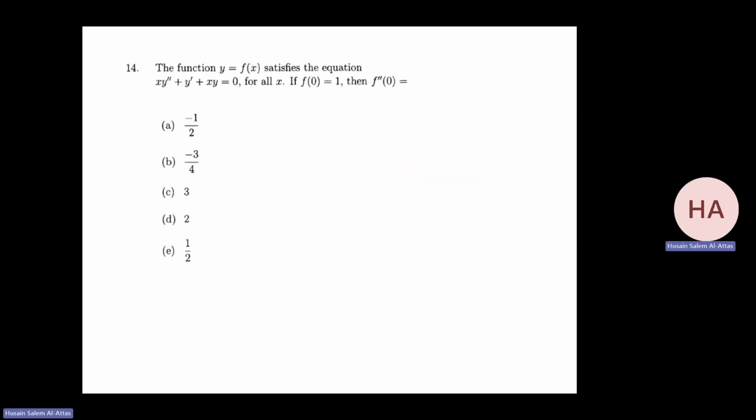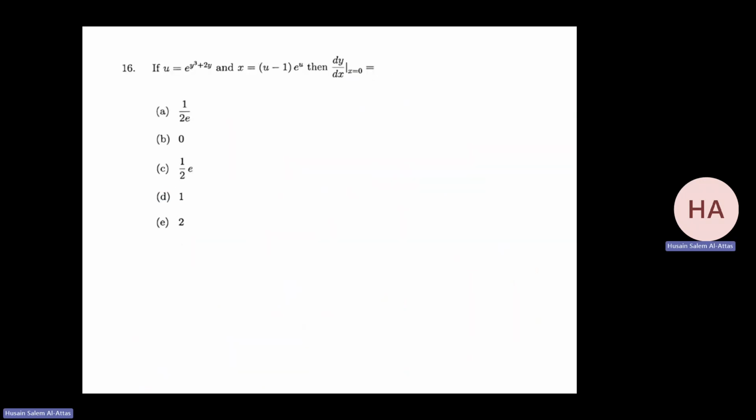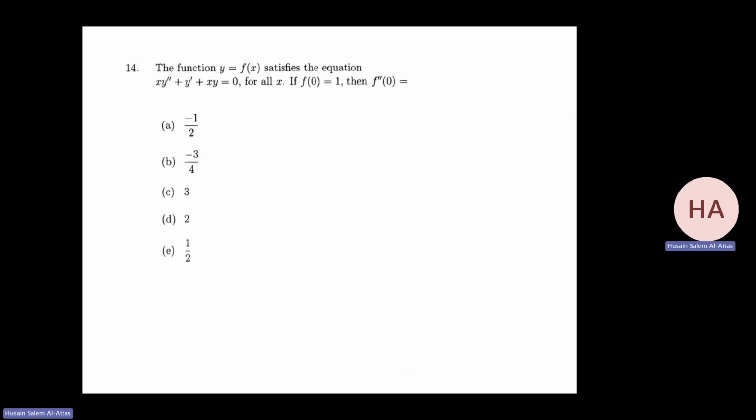Okay. More problems. I think two more problems. Yeah. Now, what do we have here? We have a function y equals f of x, and I have this relation, which is related also to the derivative. I have f at 0 equal to 1. That means y at 0 equals 1. And he wants y double prime at 0. I have x y double prime plus y prime plus x y equals 0. I think you need to say that the function is differentiable everywhere.